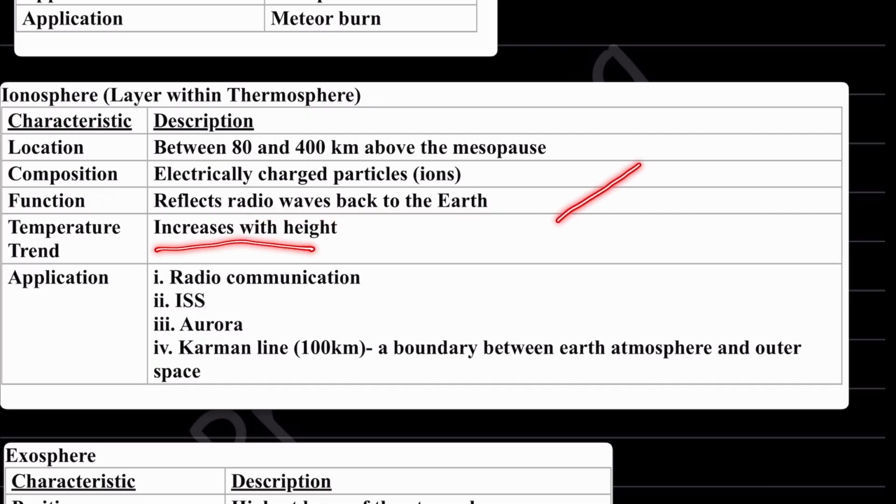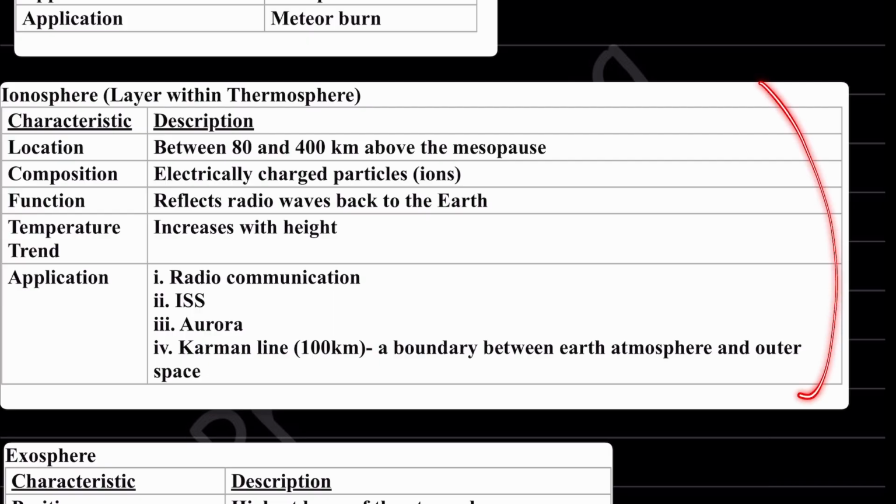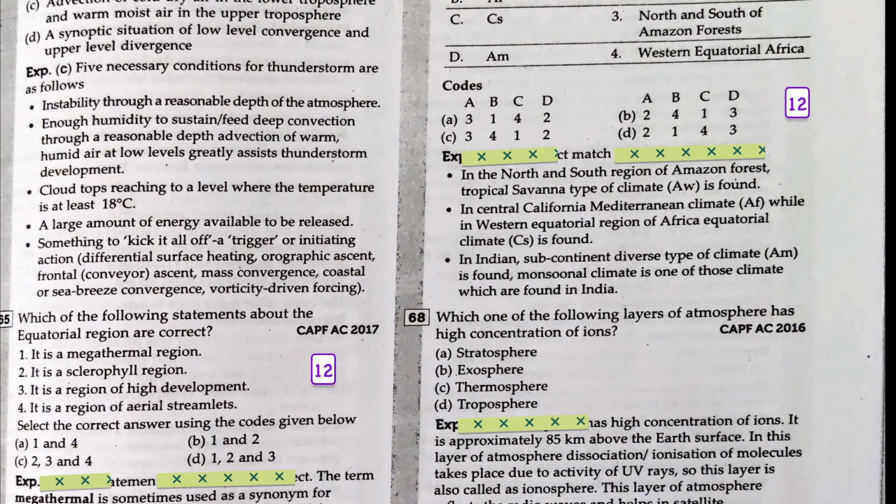This is the temperature gradient in thermosphere. Application: radio communication, International Space Station, auroras, and Kármán line, a boundary between Earth's atmosphere and outer space, that is around 100 km. Okay, so these are the features of ionosphere. Do pause and read it yourself and then move ahead. Climatology. Okay, so answer is C.